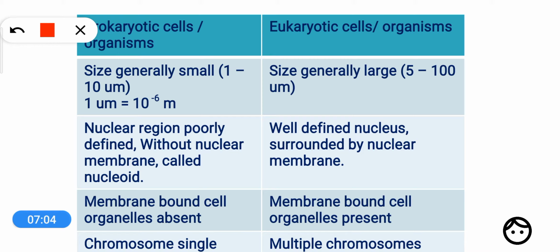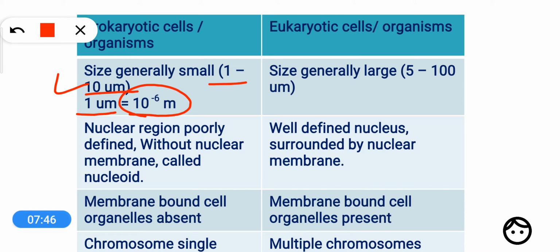First of all, generally the prokaryotic cells, which are the bacterial cells, are very small in size, around 1 to 10 micrometer. Please note that 1 micrometer is equal to 10 to the power minus 6 meter. That means if you break a meter into 1 million equal parts, then that small part that you will get has a length of 1 micrometer. So the bacterial cells or prokaryotic cells are very small, that is 1 to 10 micrometer in size.